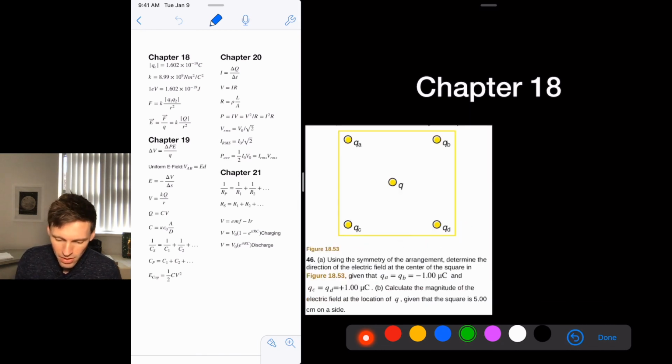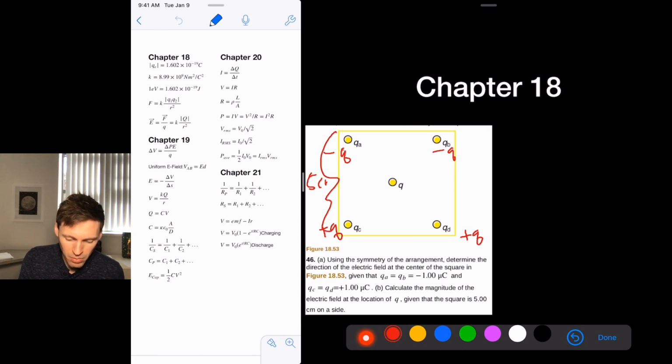Okay, next. Using the symmetry of the arrangement, determine the direction of the electric field at the center of the square, given that A and B are minus Q, and C and D are plus Q, and plus Q. For a problem like this, I'm not going to make you calculate anything, but it says the side of the square is 5 centimeters.